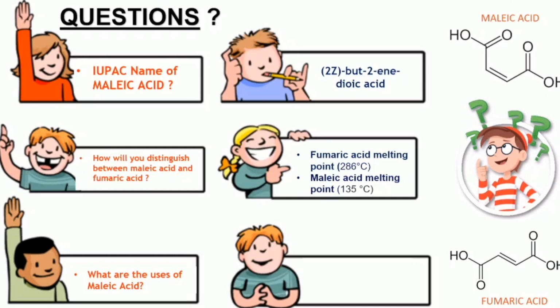So the next question is, what are the uses of malic acid? And the answer for this question is that malic acid, first of all, can be used as a precursor for food additives. It can be used to make other chemicals, like it can be used to manufacture malic anhydride or fumaric acid and etc. And it can also be used for dyeing and finishing naturally occurring fibers.